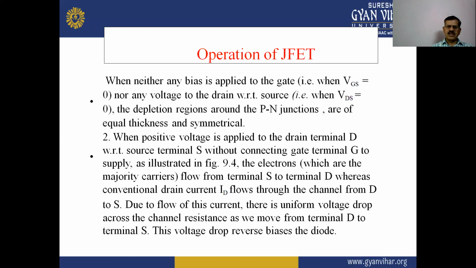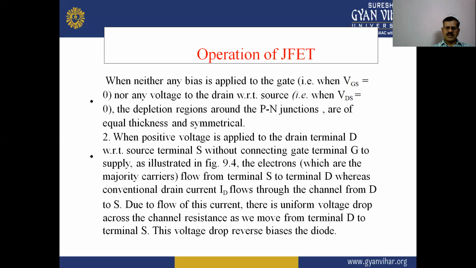Second, when positive voltage is applied to the drain terminal D with respect to source terminal S, without connecting gate terminal G to supply, in this figure the electrons, which are the majority carriers, flow from terminal S to terminal D, whereas conventional drain current ID flows through the channel from D to source.